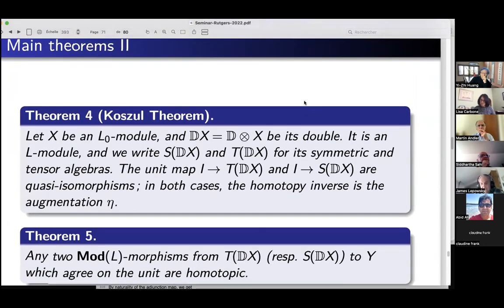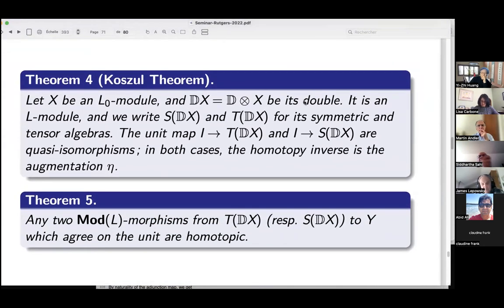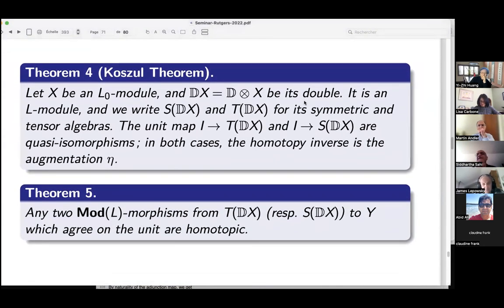This one or the Kozul? Right here. So you explained the thing with the symmetric algebra of the double, but the same statement is also true for the tensor algebra. And this, in the classical situation, is some work of Gelfand and a student of his whose name I'm forgetting.